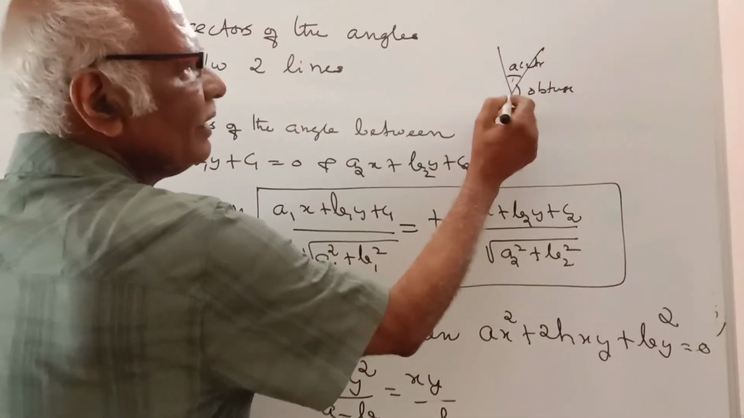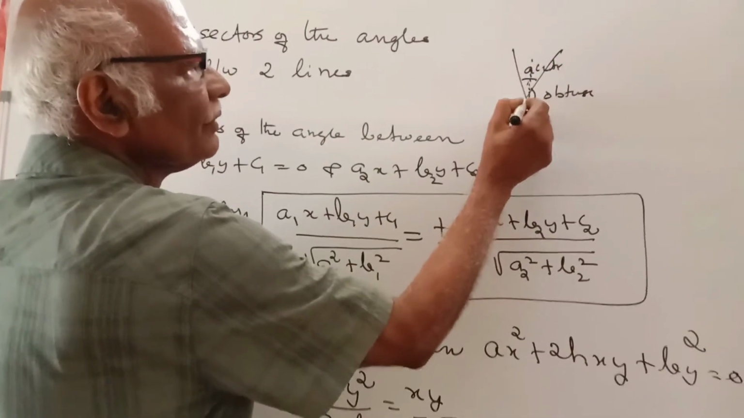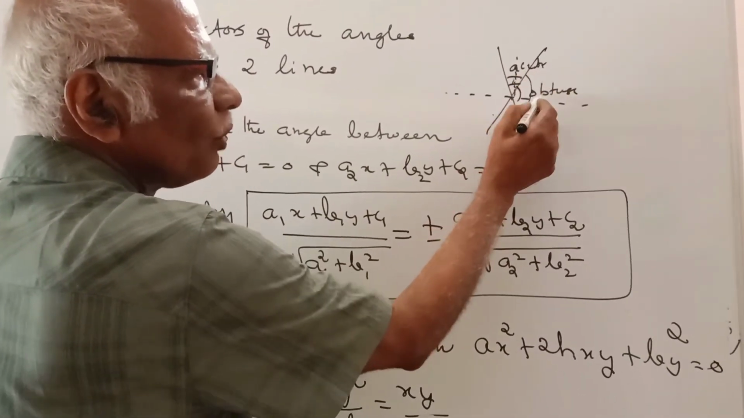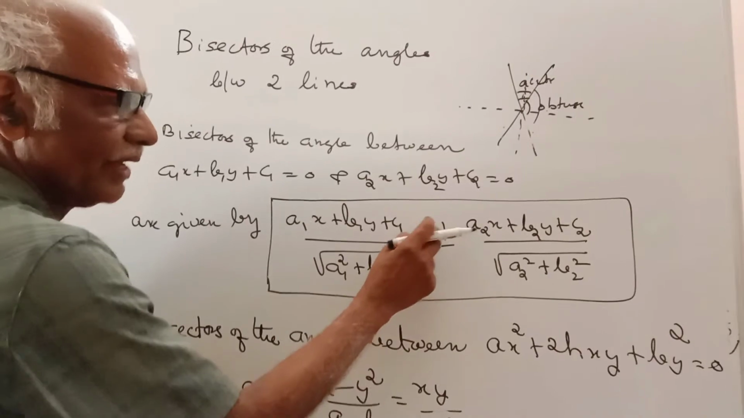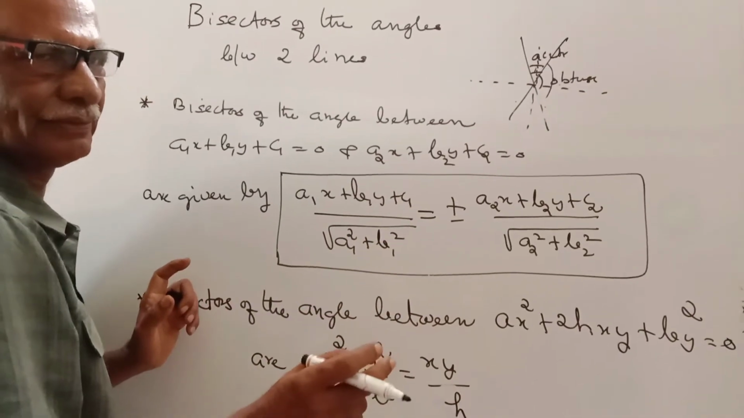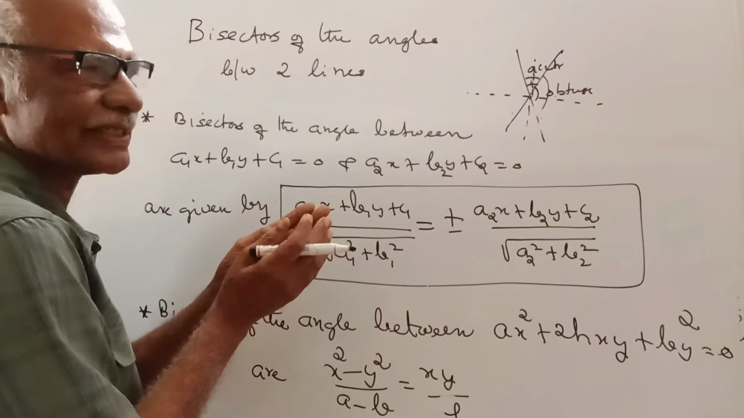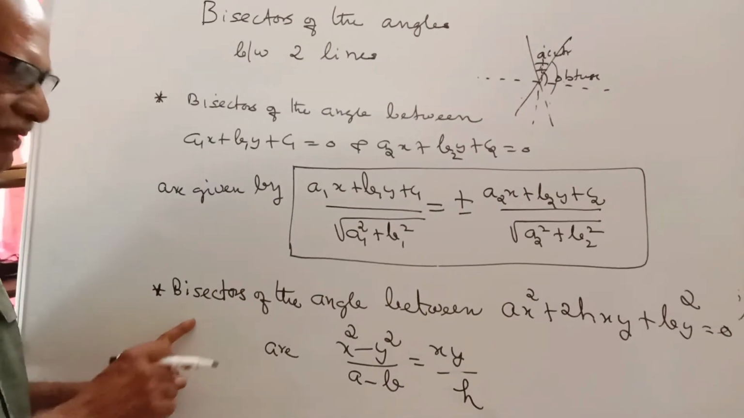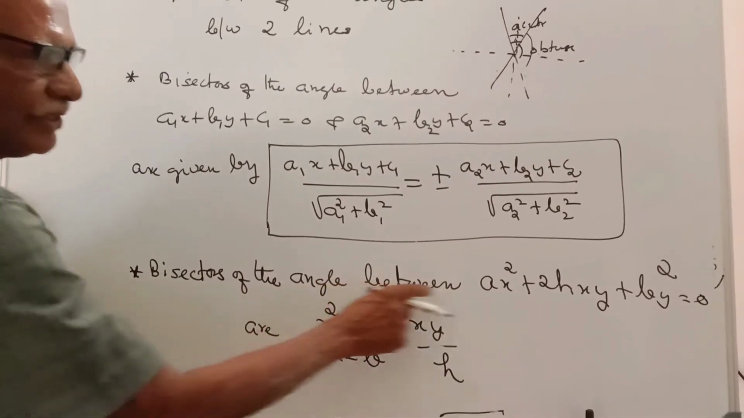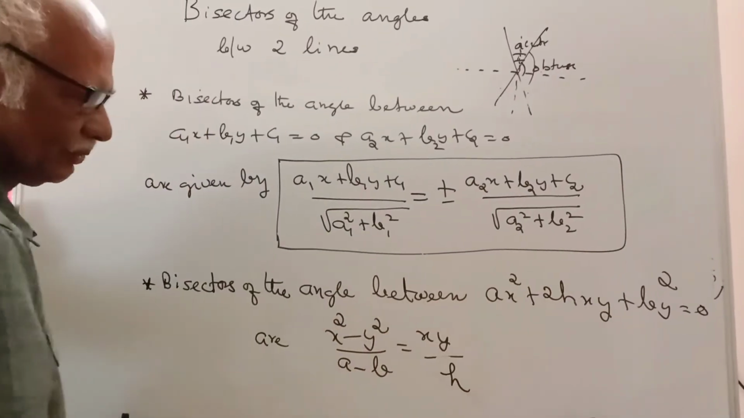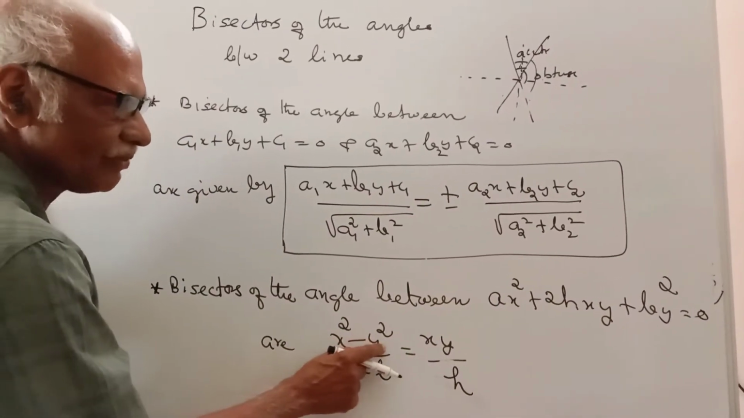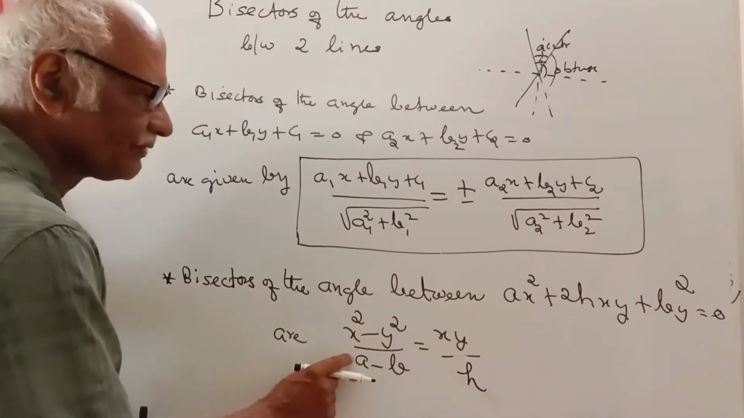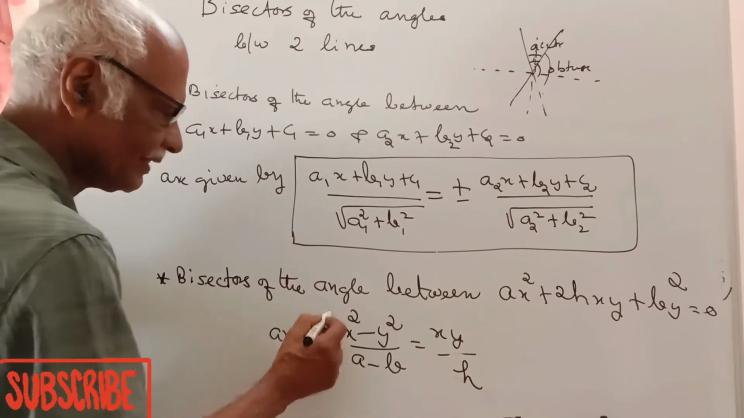There are two lines and the bisector comes like this. So one will be the acute angle bisector, the other will be the obtuse angle bisector. It will be determined by the plus or minus signs. So we have two bisectors, one the acute angle bisector, the other the obtuse angle bisector. Now in the general case, the bisectors of the angle between ax squared plus 2hxy plus by squared equal to 0 are given by the formula x squared minus y squared by a minus b equals xy by h. So master this formula for getting the results.